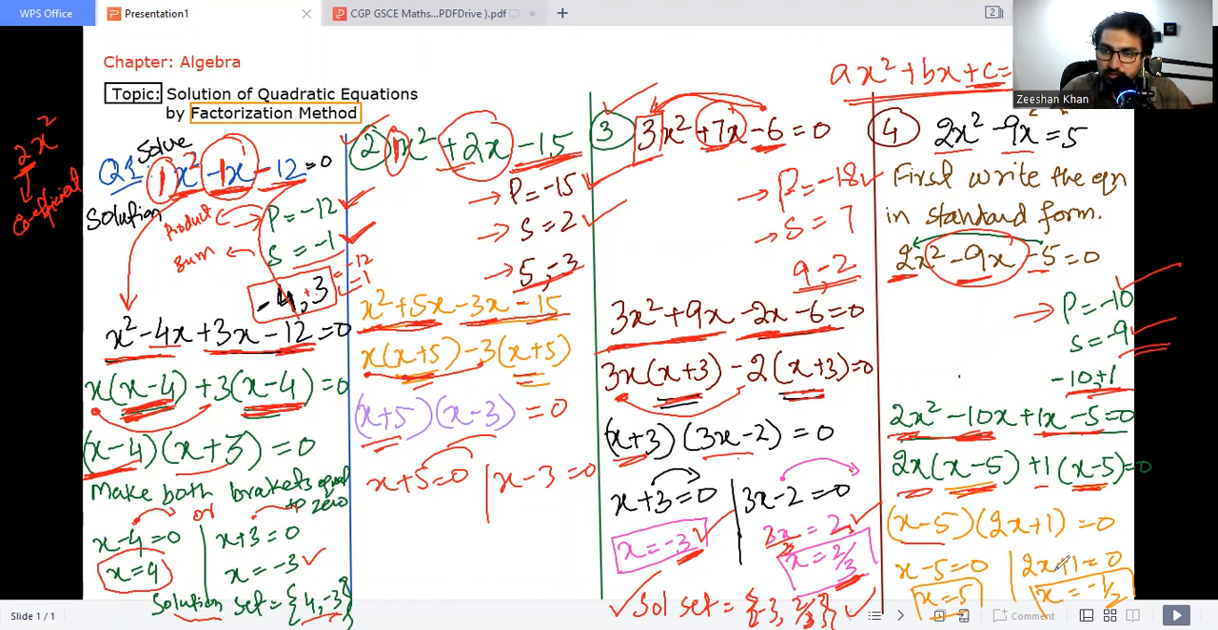So x minus 5 equal to 0 and 2x plus 1 equal to 0. We will shift this negative 5 to the other side. We will get 5, and you will shift this one and divide that by 2. So the solution set is negative 1 by 2 and 5. So this is the answer, and this is the factorization method.